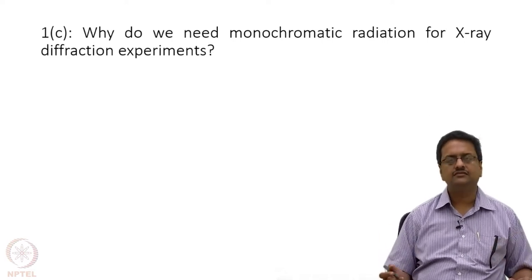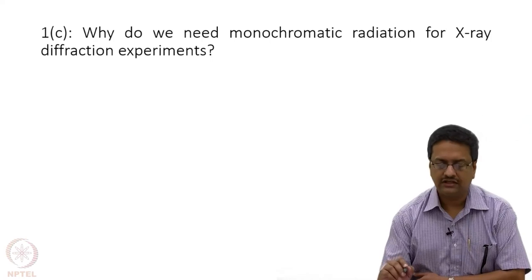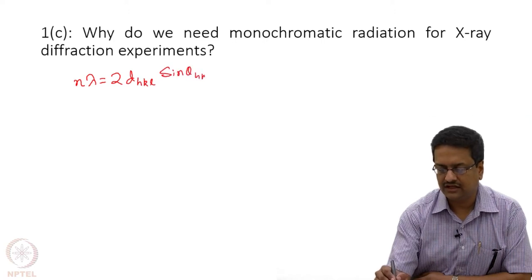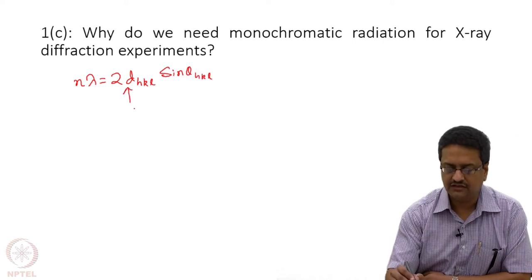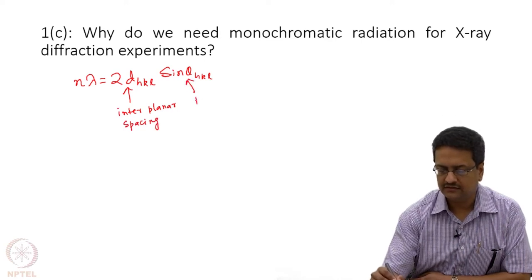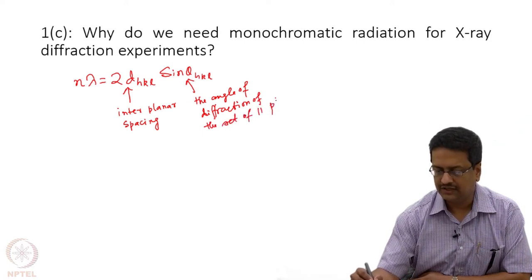So the next obvious question is, why do we need monochromatic radiation for an X-ray diffraction experiment? Because in X-ray diffraction, as we have already discussed, we use Bragg's law, which states n lambda equal to 2 d hkl sin theta hkl, where d is the interplanar spacing and theta hkl is the angle of diffraction of the set of parallel planes.